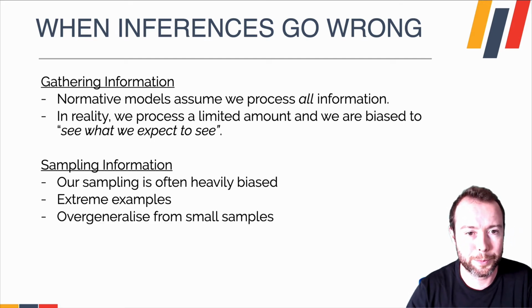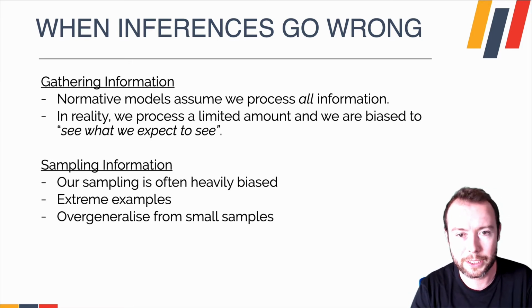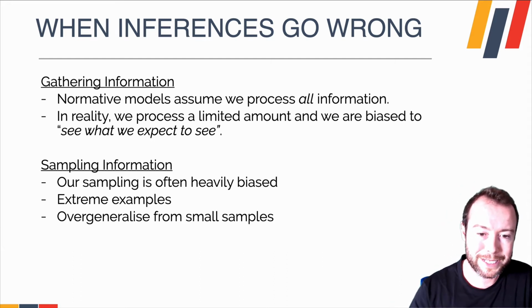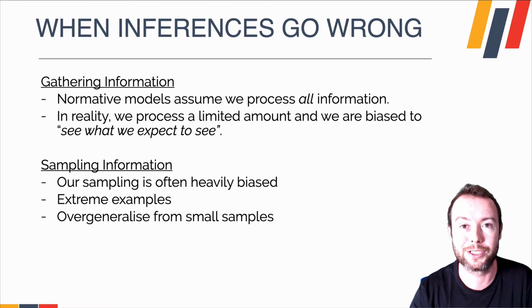We can also be biased from small samples. So this is also called hasty generalization. So we tend to think that small samples are much more representative of reality than they actually are.